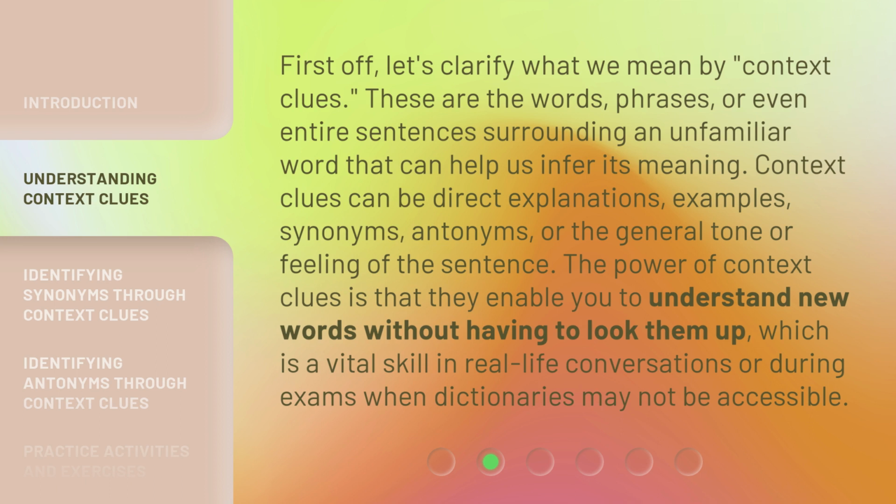The power of context clues is that they enable you to understand new words without having to look them up, which is a vital skill in real-life conversations or during exams when dictionaries may not be accessible.